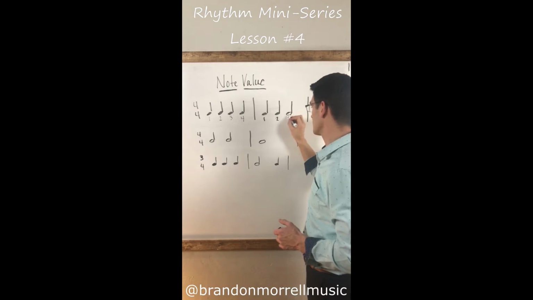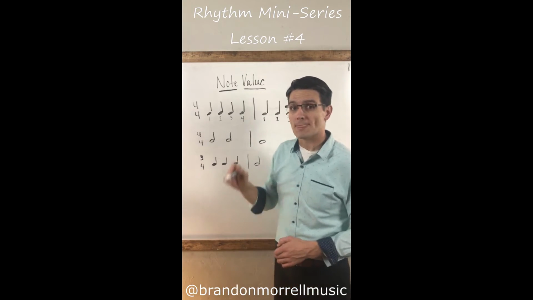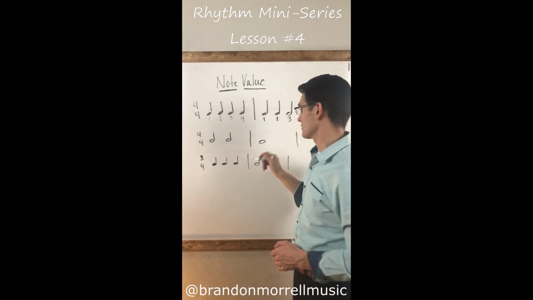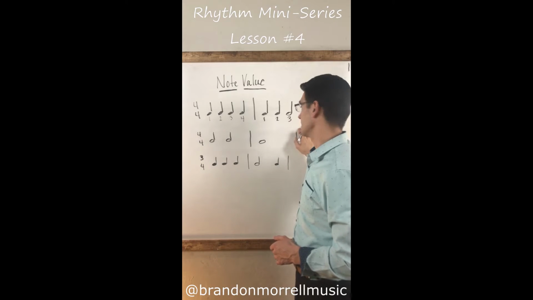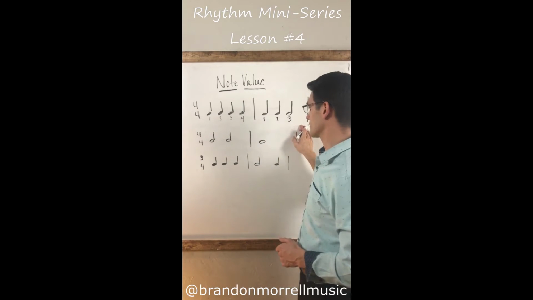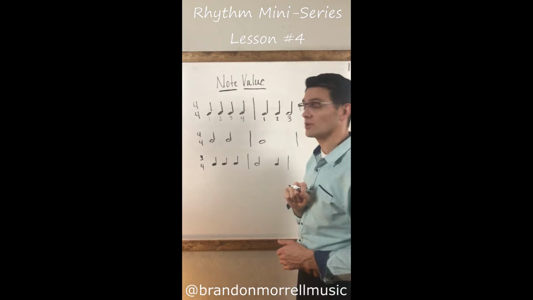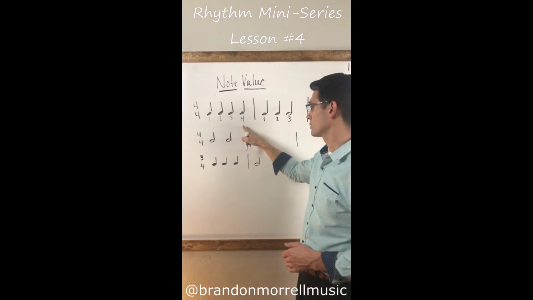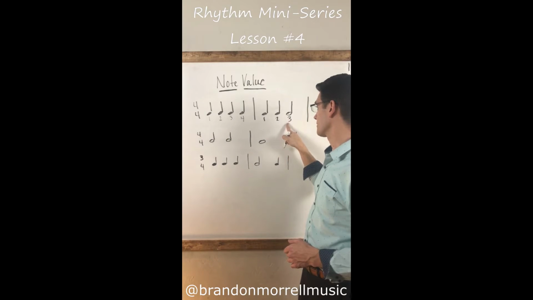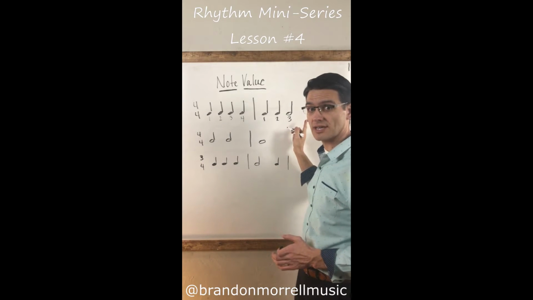We don't say 3, 4 because beat 4 is combined with beat 3. So the way we would count this measure is 1, 2, 3. So when we count this whole first row, it goes 1, 2, ready, count. 1, 2, 3, 4, 1, 2, 3. And it's really that easy.